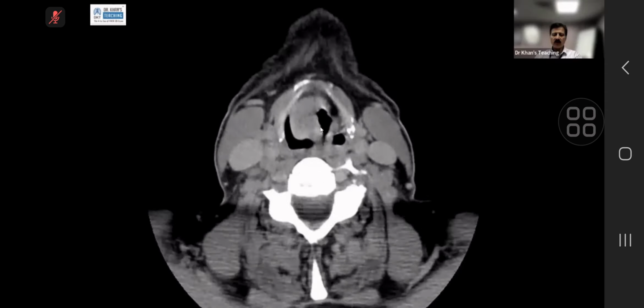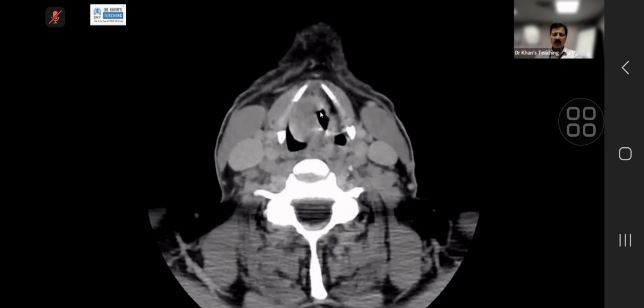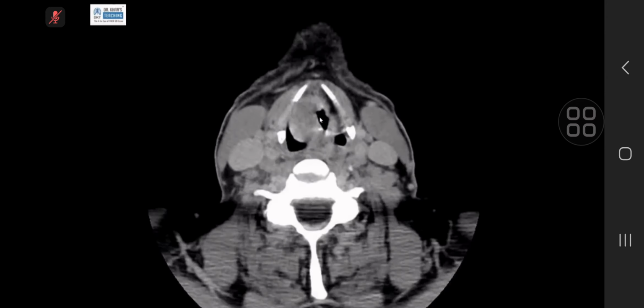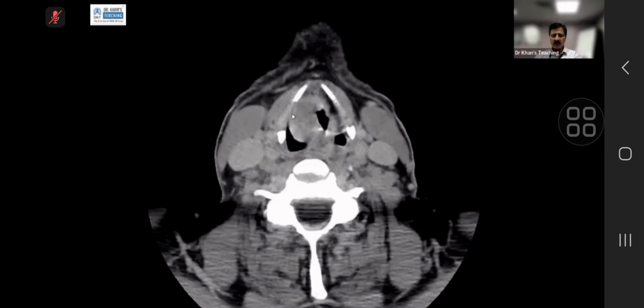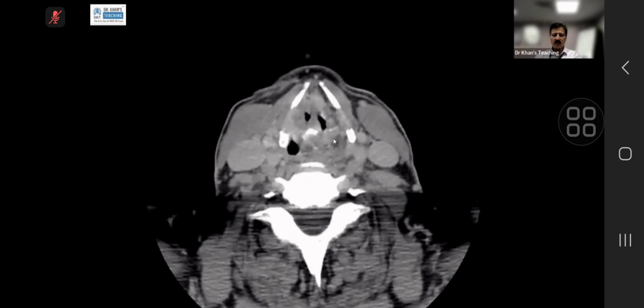If you go back, these were two aryepiglottic folds. Now we are going more inferiorly. So which level are we at right now? This is the false chord level. Now you can see that this is the tumor. It is invading the paraglottic fat. We are going inferiorly. Still, we have not reached the level of the true chord.